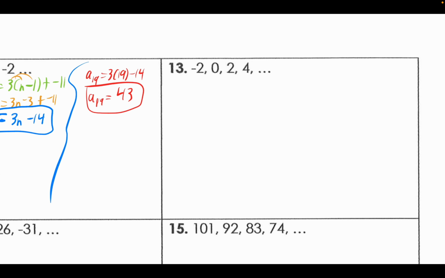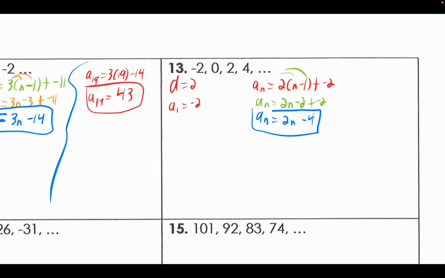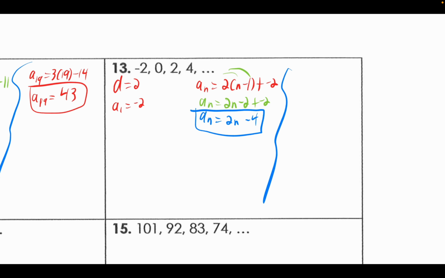On to number 13 here. Our common difference this time is 2, and our first term is negative 2. Plugging these in, we end up getting a sub n is equal to 2 times the quantity of n minus 1 plus a negative 2. Distributing this 2 gives me a sub n equals 2n minus 2 plus a negative 2. Combining those negative 2's gives me a sub n equals 2n minus 4 as my rule. I then apply that rule by plugging in the 19th term, and a sub 19 is equal to 2 times 19 minus 4. And a sub 19 is 38 minus 4, which is 34.